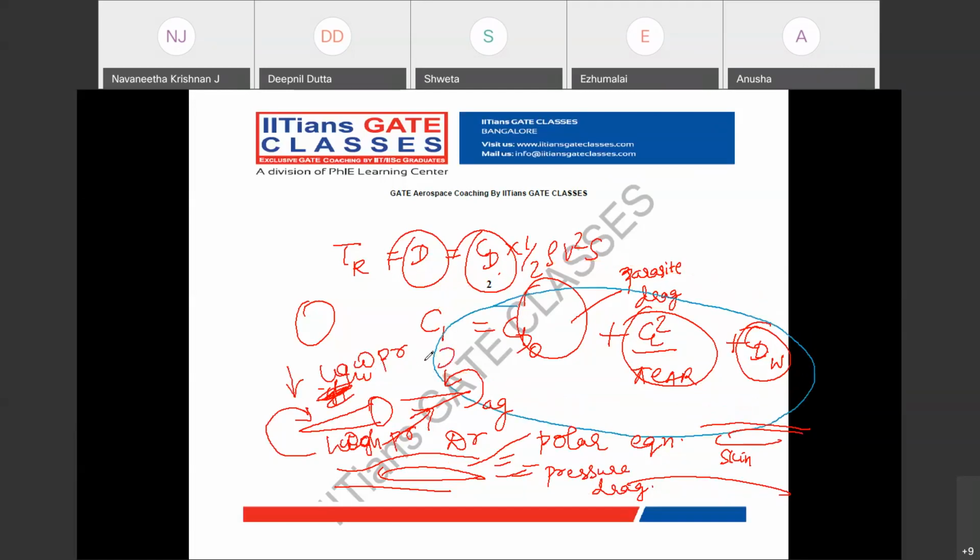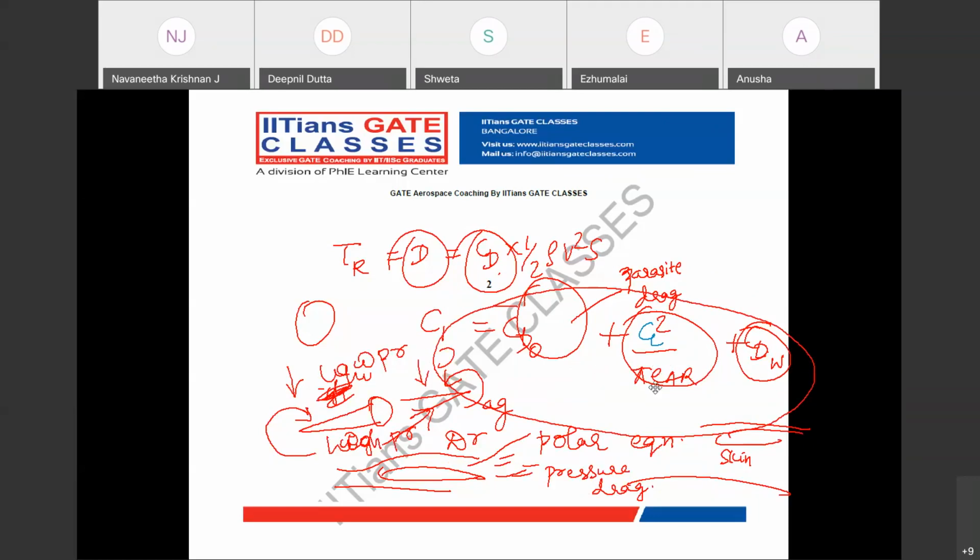That component is called the induced drag coefficient, which is reducing your lift. It is produced due to lift and it is opposing the lift. This kind of drag is called the induced drag coefficient. It depends upon three parameters: lift coefficient, Oswald lift deficiency factor, and aspect ratio.